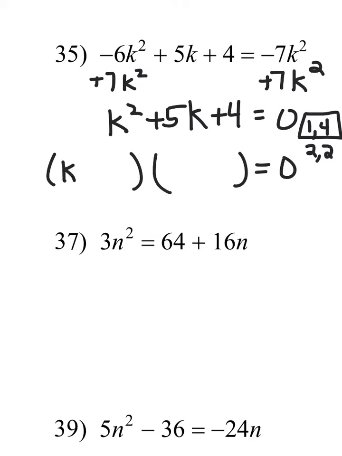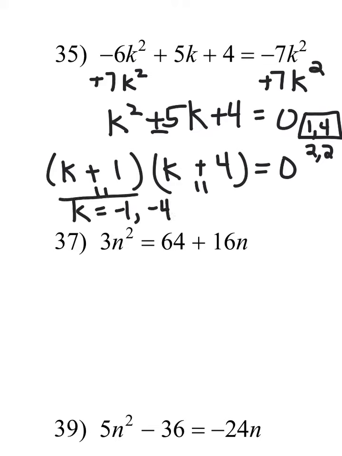So we need a k and a k to give us the k squared, and because the center term is positive, we're going to have a positive 1 and a positive 4, and so when we distribute those back together, we would end up with k squared plus 5k plus 4. So we have the right factors. Now we simply set these equal to 0, and so we have k equals negative 1 and k equals negative 4. Okay, so that's the simple case.